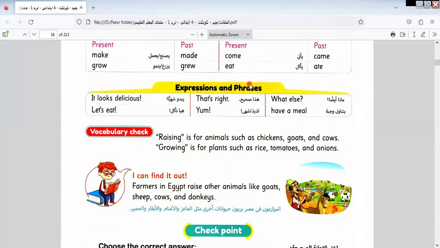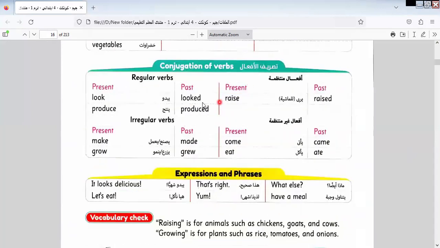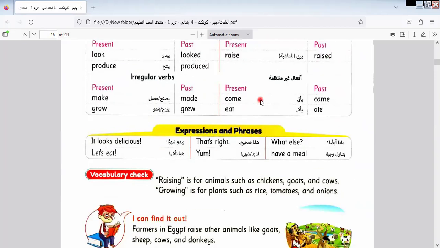Here we have some verbs. We have regular and irregular verbs. There is a difference between both. Why? Because regular verbs, we add ed only, like looked, produced, raised. But in the irregular verbs, we must keep the vocab, like make, made, grow, grew. Here we have the verb changed correctly. So we must keep the irregular verbs to answer any sentence in English.